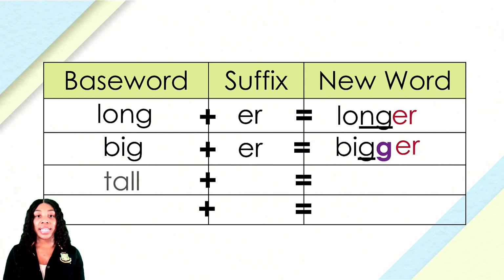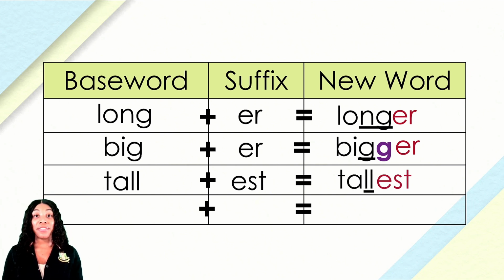Our next base word is tall. Our suffix is est. When we put these 2 word parts together, what new word do we make? Tallest. Notice that adding a suffix to this word does not change the spelling of the base word. This is because there are 2 consonants, L and L, before the suffix. This follows the pattern. How did our suffix est change the meaning of our base word tall? Now it means something is taller than all the things it is being compared to.